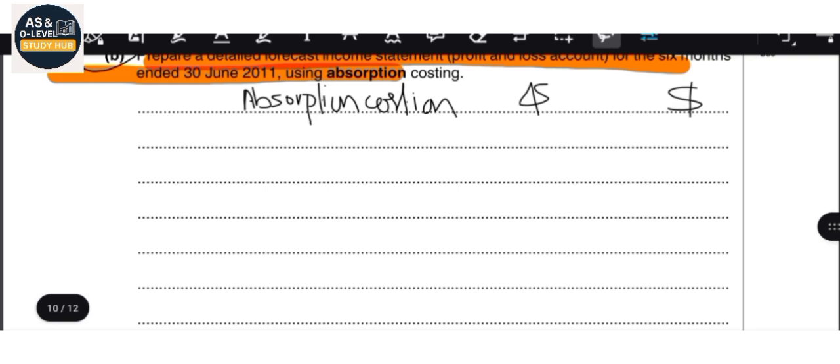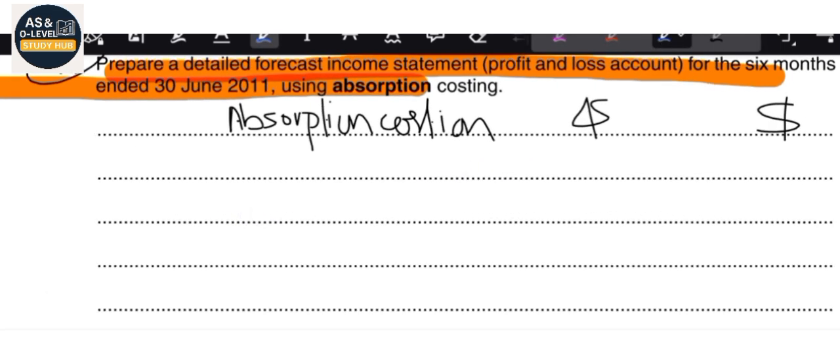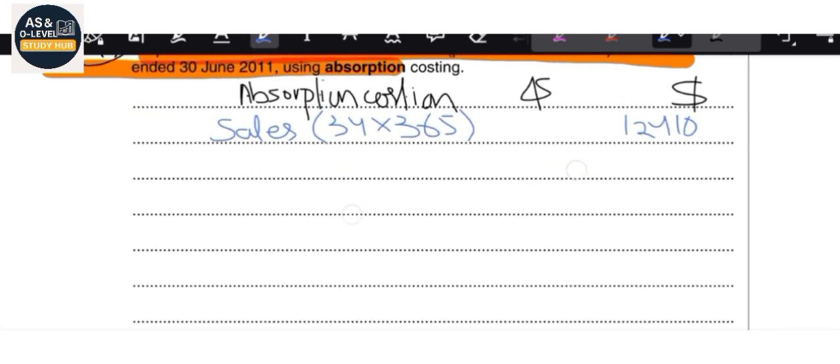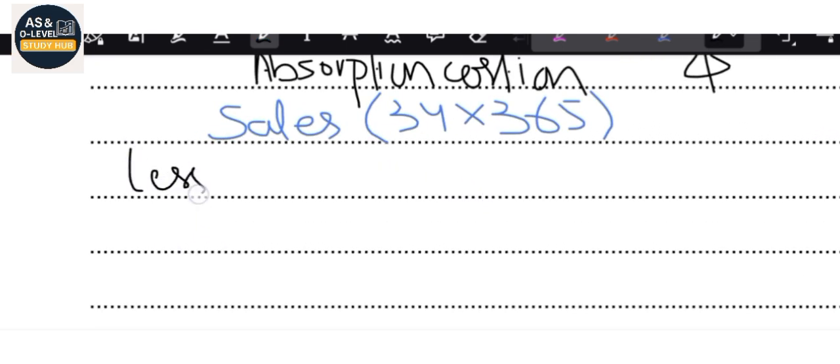Now we will write our sales first, whether it's an absorption costing or a marginal costing profit statement. First, we always write the sales. The per unit price was 34, multiplied by the sales units, which were 365. When we multiply, the sales value is the same as what we calculated in marginal costing: 12410. If you want to recheck, you may do it. Second, we will give the heading: less production cost.